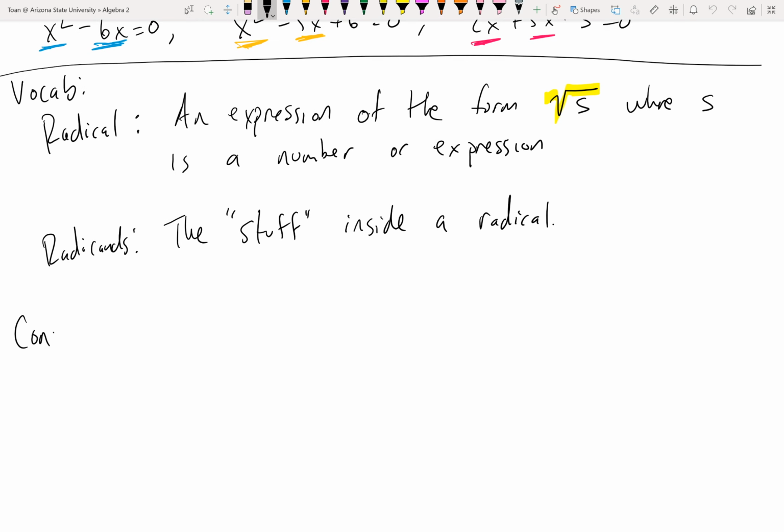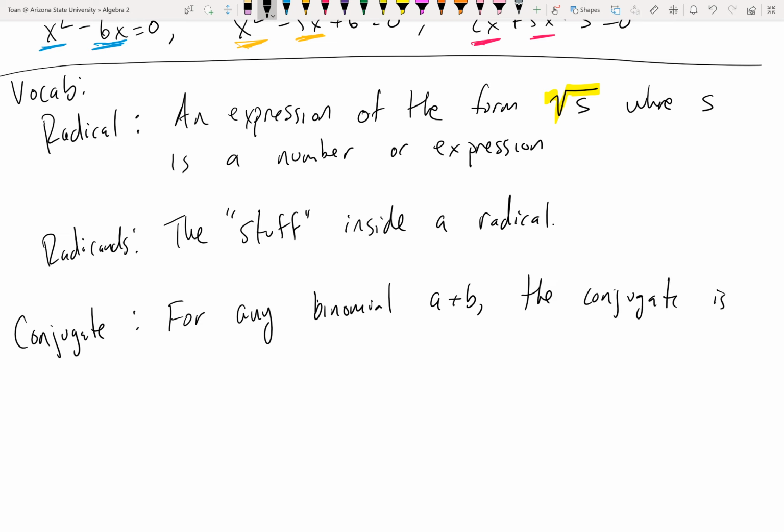Now, typically with radicals, we talk about this thing called a conjugate. Now, a conjugate, and conjugates only exist for binomials. A conjugate is, for any binomial a plus b, the conjugate is the expression a minus b. Basically, what a conjugate is, it's his evil twin. It's the identical expression, except the middle sign has changed.